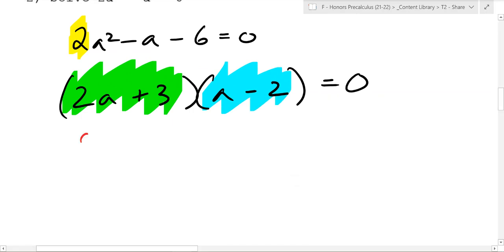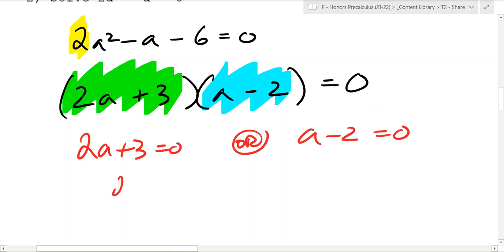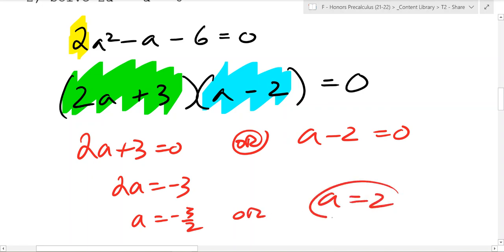So what that means is 2a plus 3 must equal 0, or a minus 2 must equal 0. So 2a equals negative 3, meaning a equals negative 3 halves, or a is equal to 2. There are two answers to this. This is important because we're going to do it with trig functions.